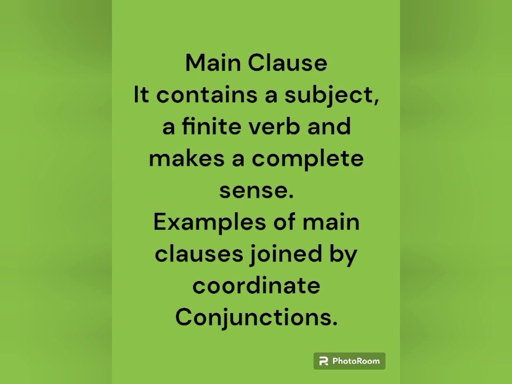A finite verb is a verb that is independent on its own. It can stand alone in a sentence and make a complete meaning. That is a finite verb. So a main clause contains a subject, a finite verb, and makes complete meaning. Now let's look at an example of main clauses joined by coordinate conjunctions.